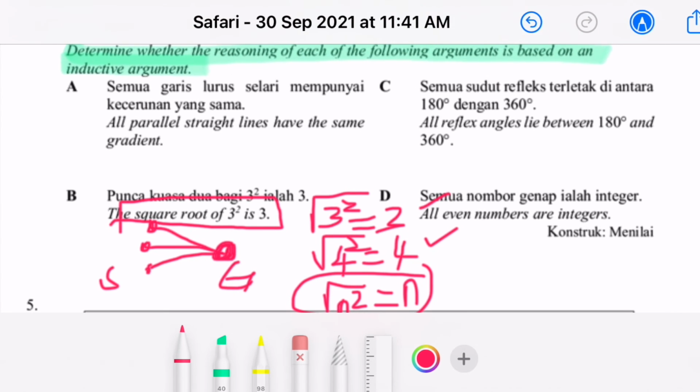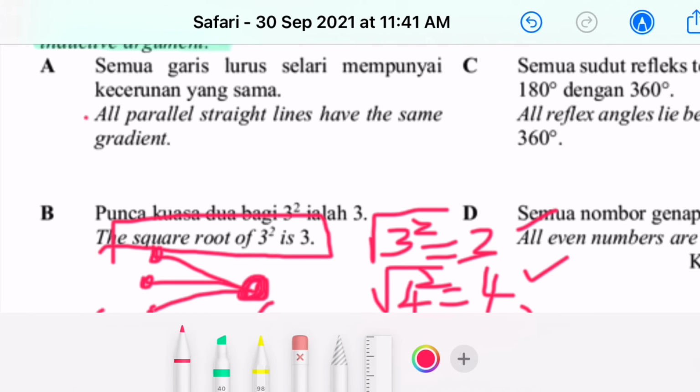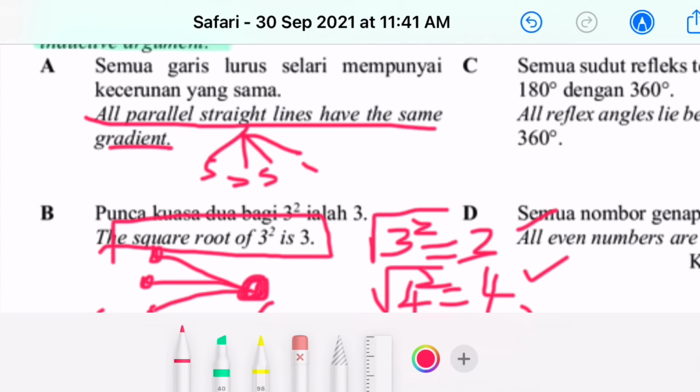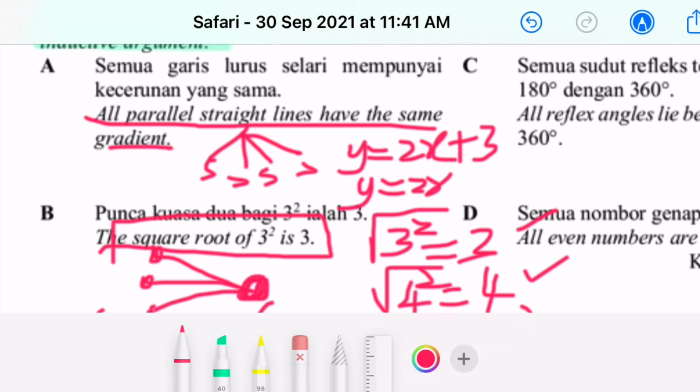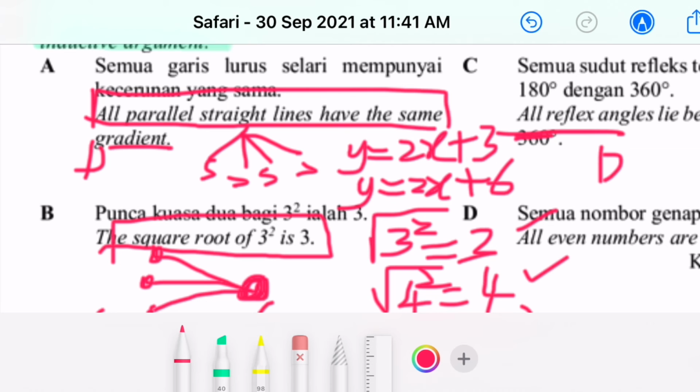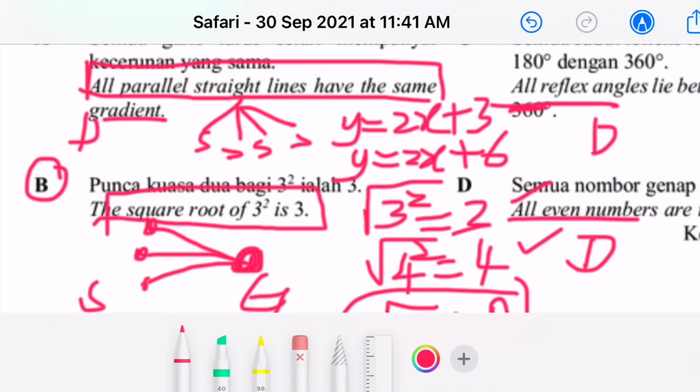A deductive argument always starts from a general statement, then it will have many specific examples. All parallel lines have the same gradient. For example, y equal to 2x plus 3 is parallel to y equal to 2x plus 6. So from a general statement, we give specific examples. This is so-called deductive. So the answer for the inductive argument will be B.